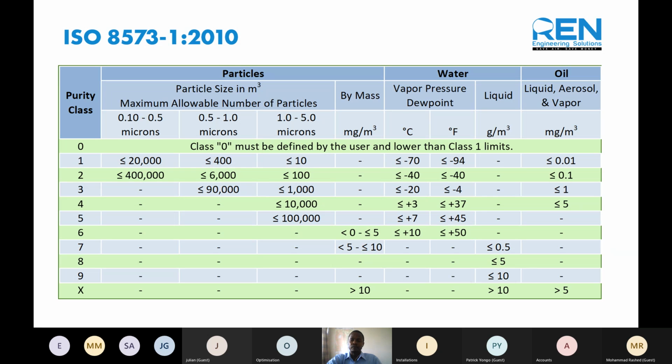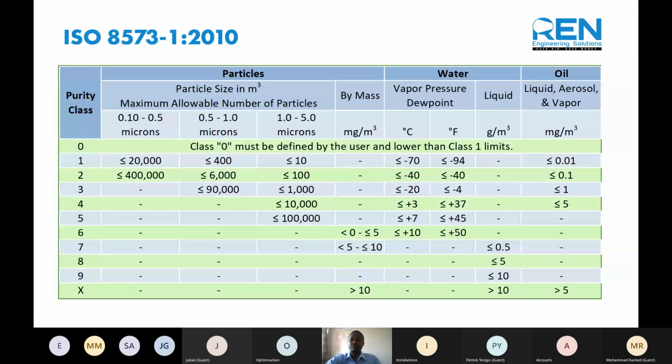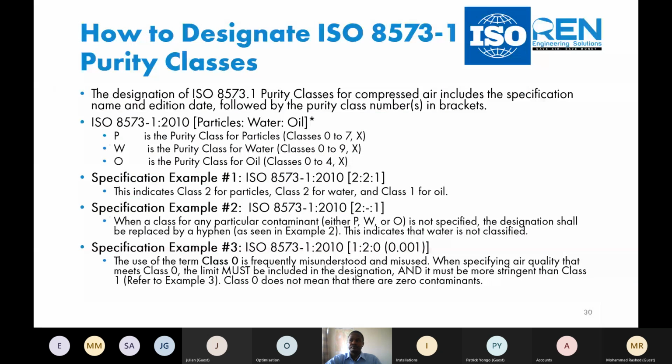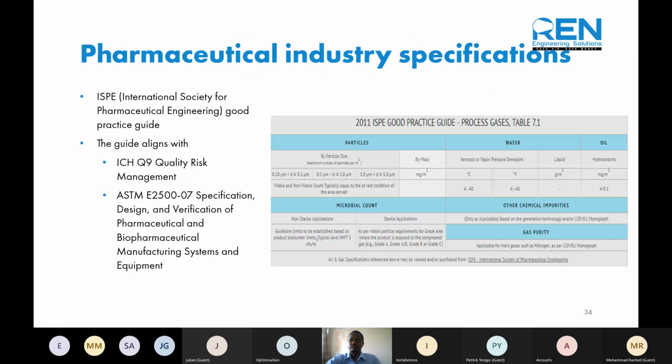For particles, I would say you would be looking at completely eliminating the colony forming units, and that means that the recommendation for 0.01 micron, so that would be class 0 for particles. Right? So sterile applications, for example.